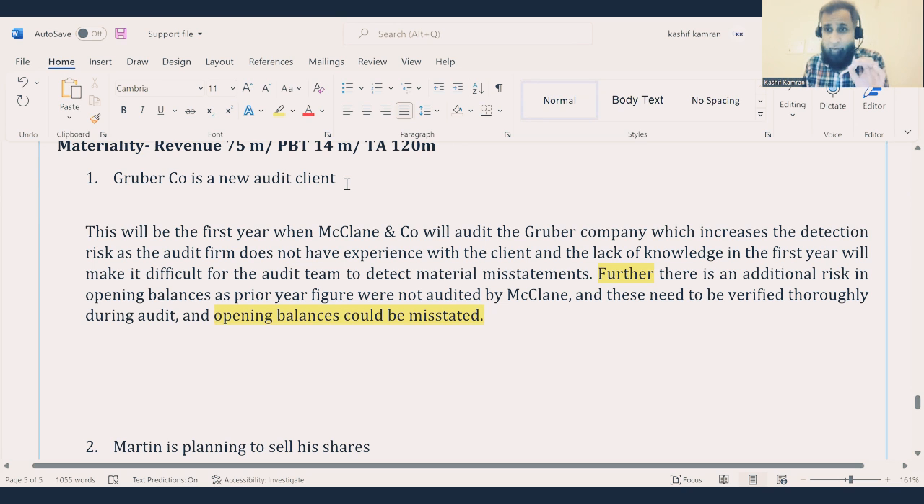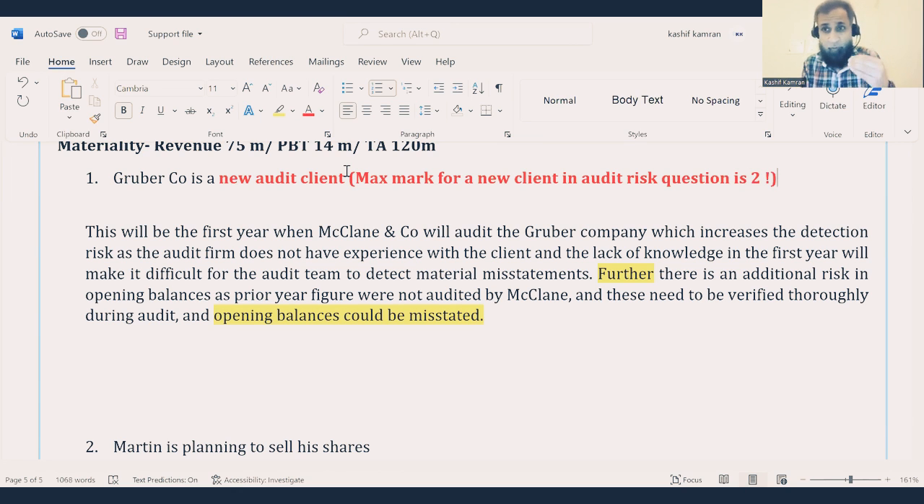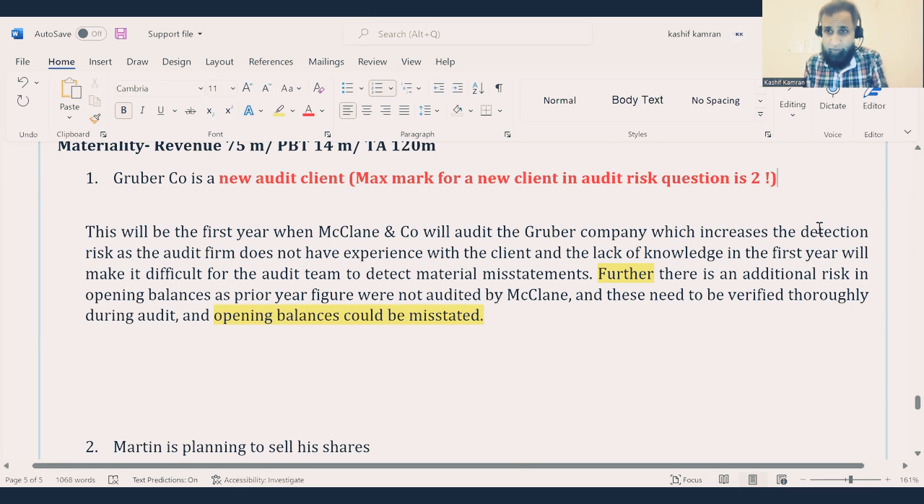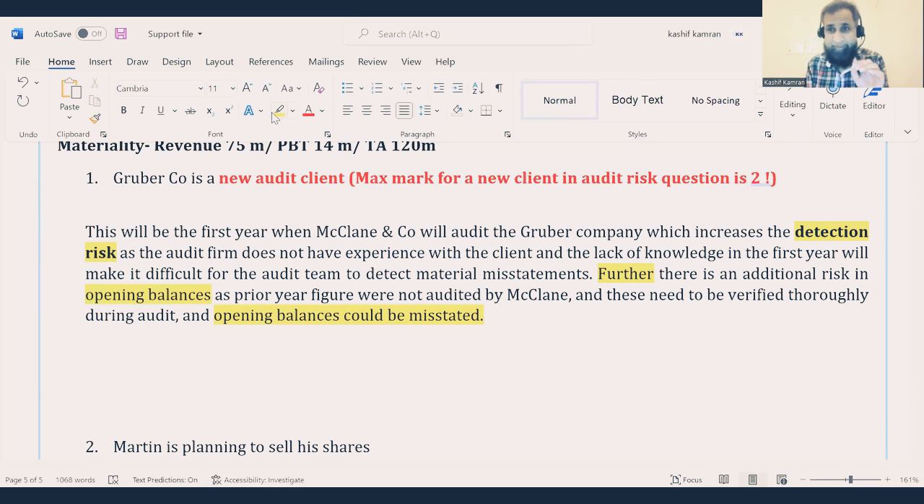The maximum marks you have in an audit paper for a new audit client, whenever you write a new audit client as a risk, the maximum marks the examiner will give you is 2. So you will only fetch 2 marks here, even though you write a risk of opening balances and a risk of detection. You say, oh, I have written two risks, detection risk and the opening balances. But the examiner will only reward you a maximum of 2 marks because the marking scheme says there is only a maximum of 2 marks for a new audit client.